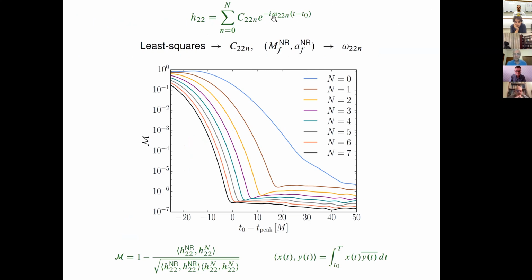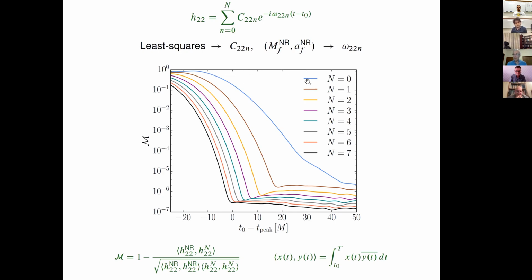So you do a least squares fit to this particular superposition of modes. Here, T0 is the starting time that you choose. Let's assume general relativity is correct. We take a numerical waveform. NR means numerical relativity. So we use the waveform that best fits the observed LIGO event, but we don't have to worry about noise. This is a highly accurate numerical solution. And we try fitting various numbers of modes.